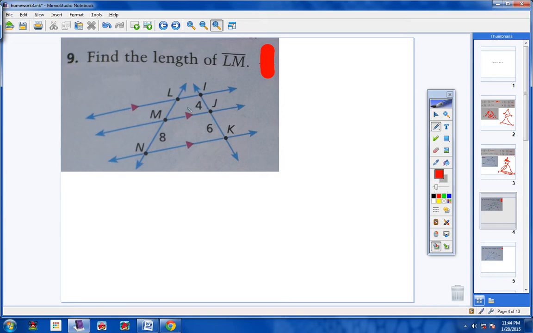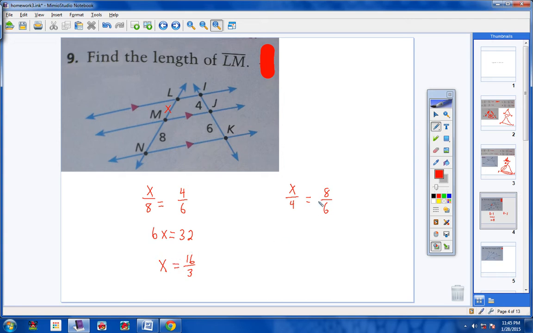Now we learned that if three parallel lines are cut by two transversals, it divides the two transversals up proportionally. So we're looking for LM, we'll call that X. So you can say X over 8 equals 4 over 6. Or you can say X over 4 equals 8 over 6. There's other ways you can write it too. Anyway, 6x equals 32. Divide by 6, and we will get what? Let's see, 16 over 3. So the answer is 16 thirds if you reduce the fraction, or 5.3 is also acceptable.